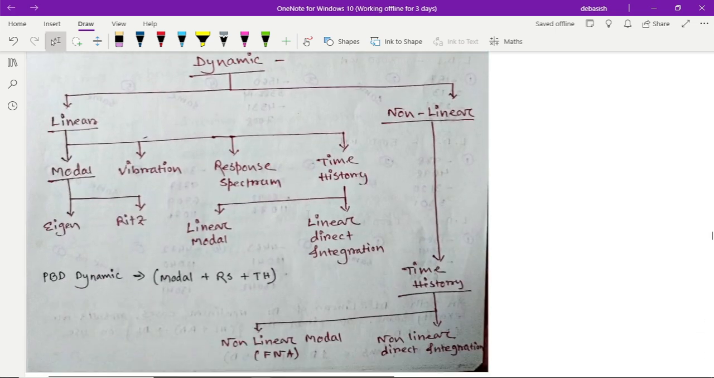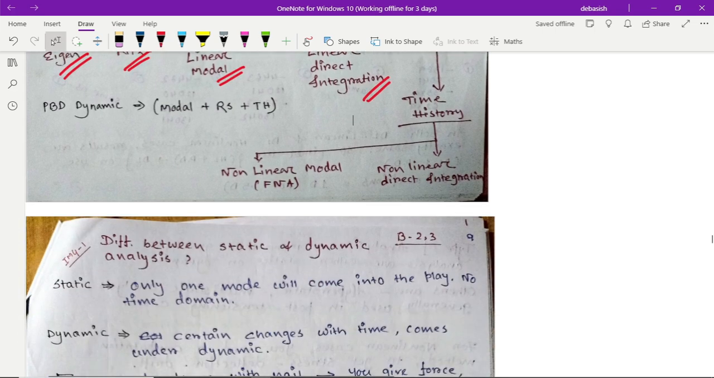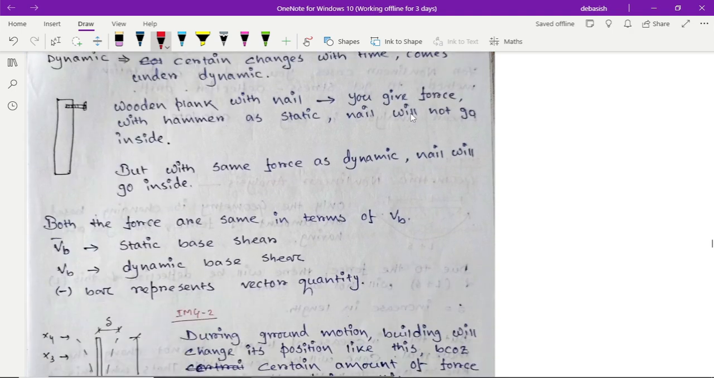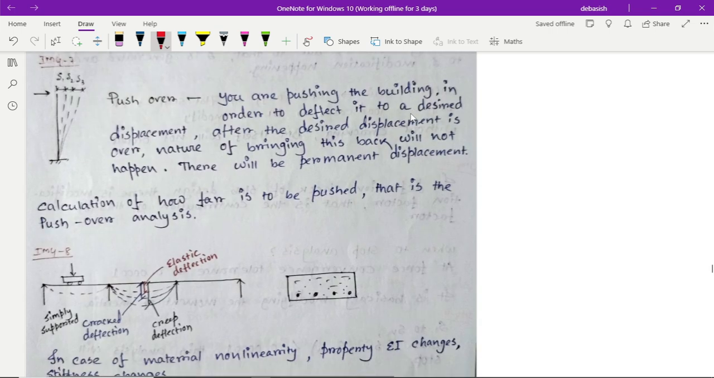Then dynamic analysis. In dynamic analysis there are linear dynamic and non-linear dynamic. Under the category of linear dynamic there are modal, free vibrations, response spectrum, and time history. Modal is further divided into two categories, that is ritz vector and eigenvector. And time history is the linear modal time history and linear direct integration time history. And nonlinear dynamic is the time history analysis only, that is nonlinear modal time history and nonlinear direct integration time history. Nonlinear modal is also called FNA analysis, that is fast nonlinear analysis. So these are the different types of analysis that we can do in the ETABS software.